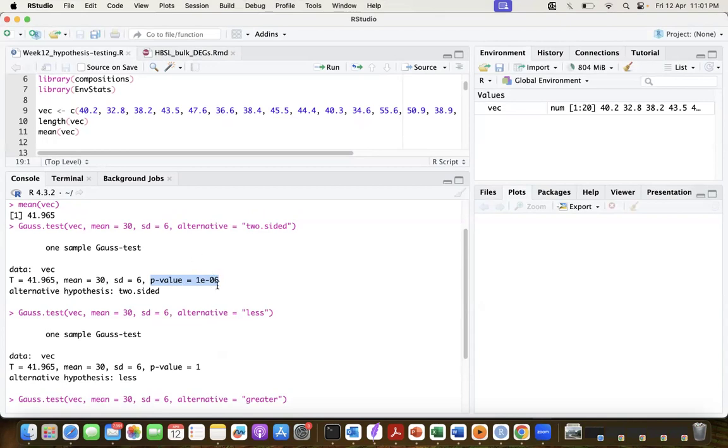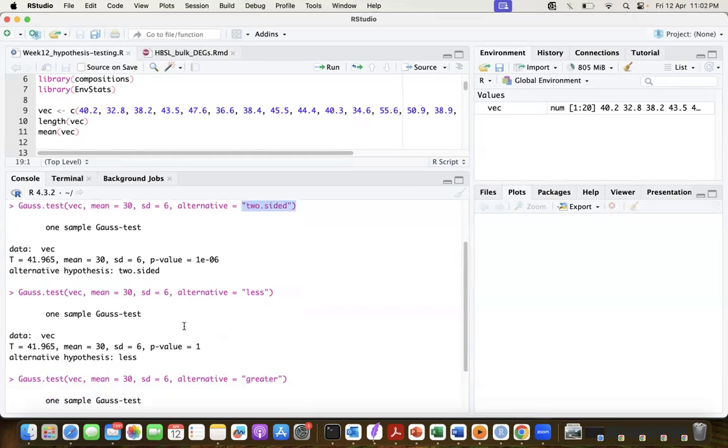Now this value here is less than 0.05, right? This notation here means 1 into 10 to the power minus 6. So it's 0.000001, like 5 zeros and then 1. So it's a very small value. It means that the mean is not equal to 30. The null hypothesis is that it's equal to 30, so the alternate in this case is that it's not 30. So you will reject the null hypothesis.